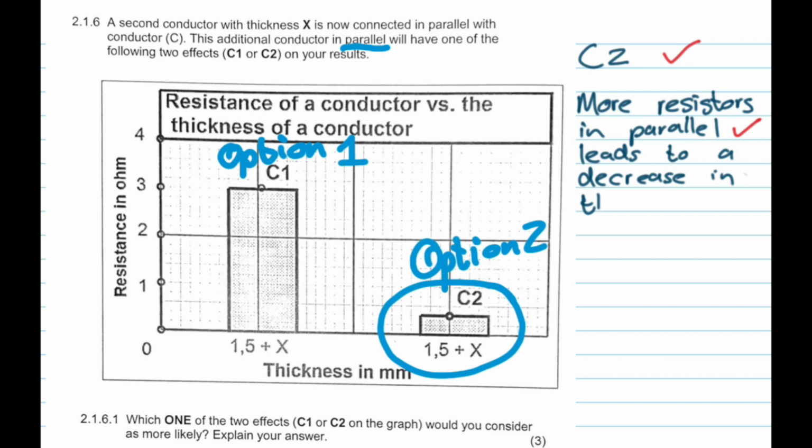So you're going to get 1 mark for saying more resistors in parallel, and you're going to get your second mark for saying that this will lead to a decrease in the total resistance of the section.